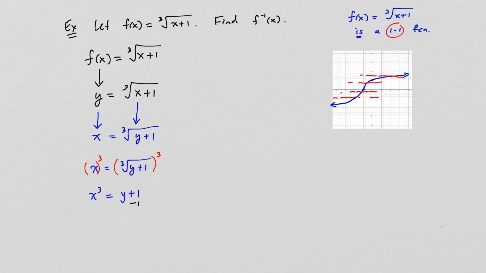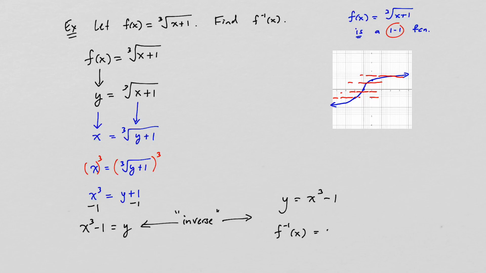And one last step here, I'm going to subtract 1 from both sides. So we get x cubed minus 1 is equal to y. And this is our inverse. And we know this inverse is a function because our original function was one-to-one. So we can go ahead and rewrite the inverse using inverse function notation. So instead of writing y equals x cubed minus 1, I'm going to write f inverse of x equals x cubed minus 1. And this is our inverse function.